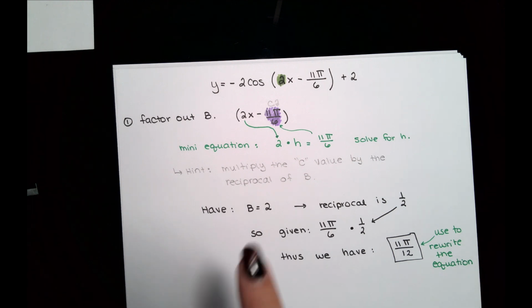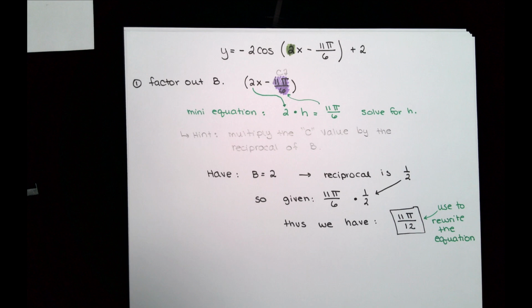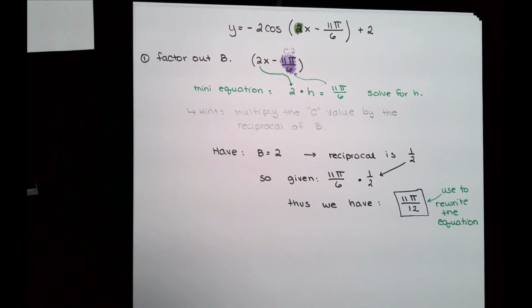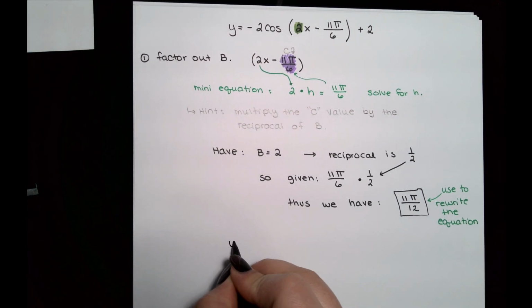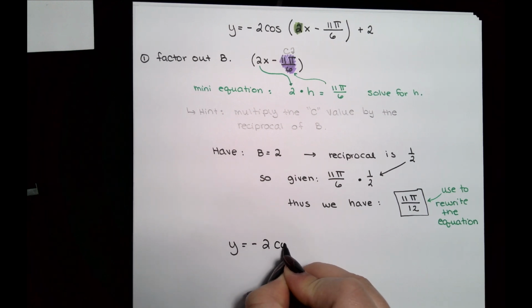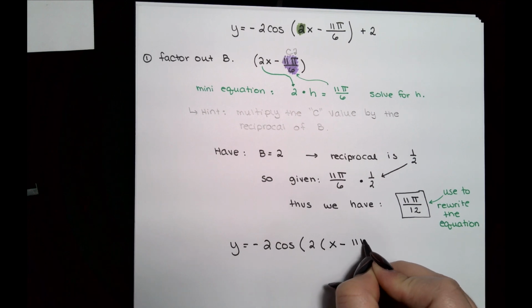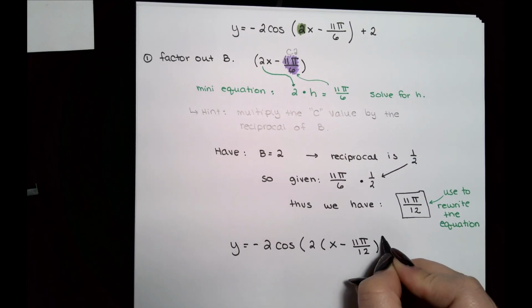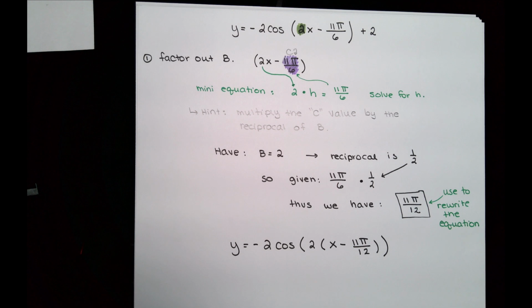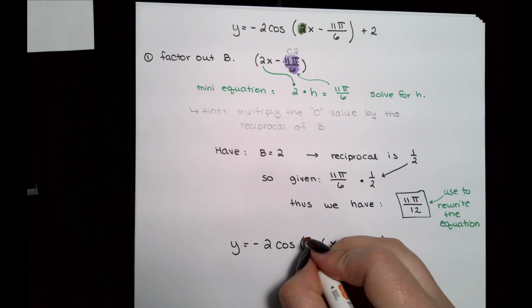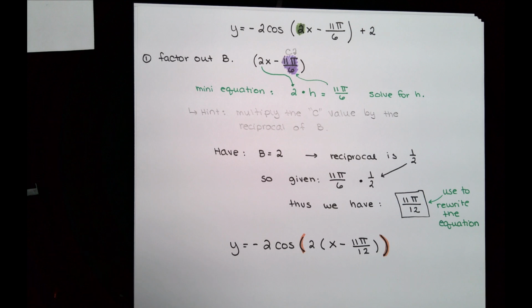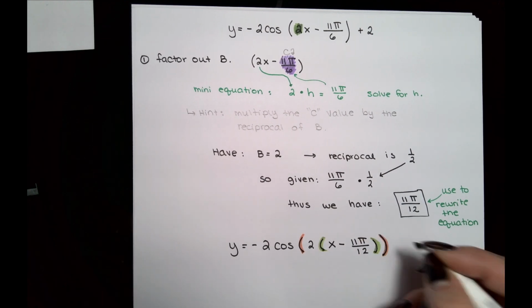So what I mean by that is we have a given equation. We just removed out that b. We have the 11 pi 12ths. We want to put it back into the equation, just rewritten. So now we have y equals -2 times the cosine of 2 factored out. So now we have 11 pi 12ths as our true h. So I'm going to just highlight that. We still want the original parentheses, and then we want the factored.